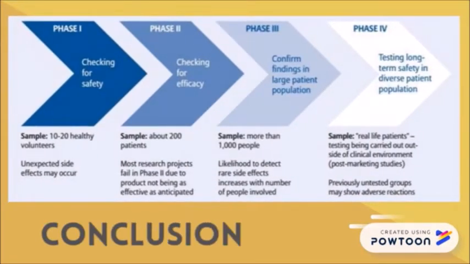So this is the conclusion of each phase during clinical trials. So again, phase 1 is the concept of safety, phase 2 is the concept of efficacy, phase 3 is where we confirm the efficacy and safety in a large patient population, and phase 4 is the long-term safety test in a diverse patient population.